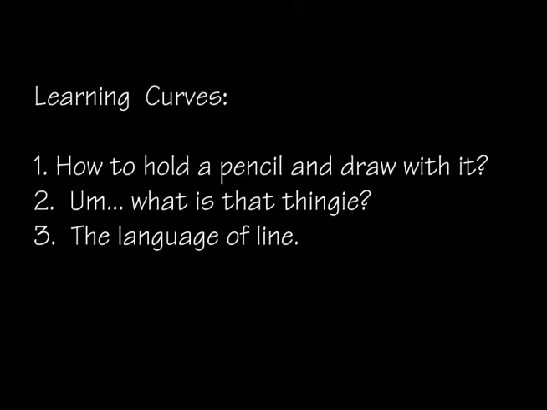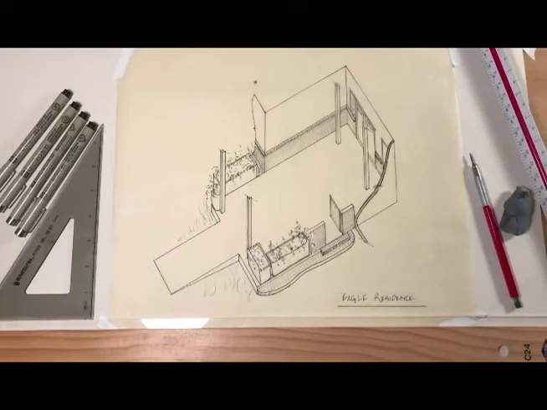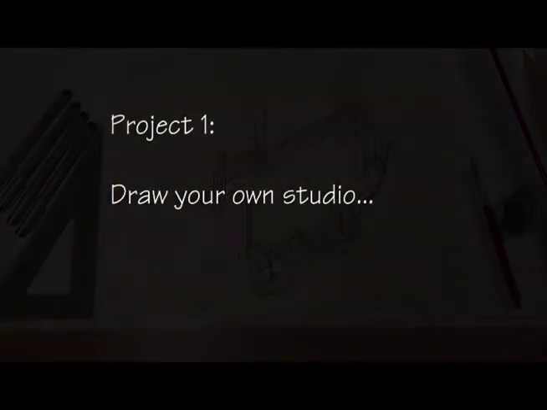And then another learning curve is the language of line. To an architect or a designer or a contractor, there is a language of line. How thick a line is, how it is placed on the sheet, if it is solid or dotted, and what the dot patterns might be. All of these things speak. They tell a story. That is also a learning curve.